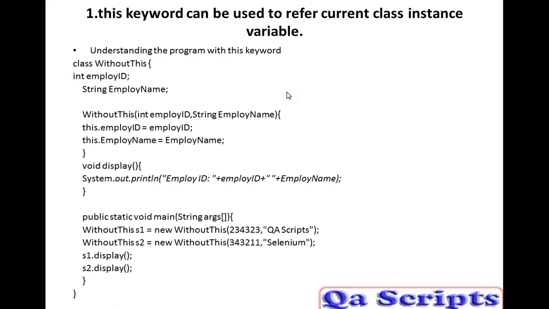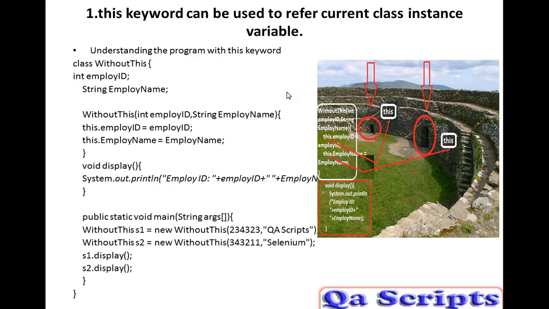How exactly it works? Let me show you with a diagram. If you are able to see this diagram, what we have here is a fort having two holes. Think of these holes as this keyword. If this fort has 2 or 3 holes, then whatever soldiers are coming from outside can enter into this fort using this hole. Once they enter into the fort, they will have access to this area, right?